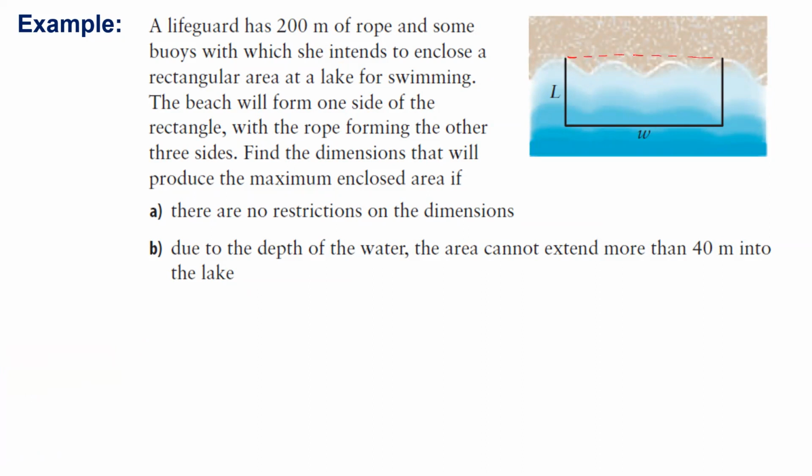the beach forms one side of the rectangle. You don't have to use any rope there, right? With the rope forming the other three sides, that means you should use your rope to enclose these three sides. Find the dimensions that will produce the maximum enclosed area. A, if there are no restrictions on the dimensions. B, due to the depth of the water, the area cannot extend more than 40 meters into the lake.